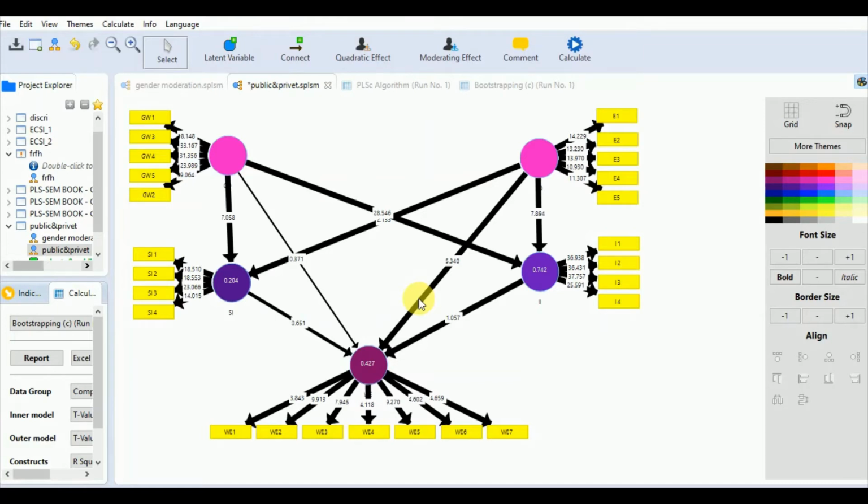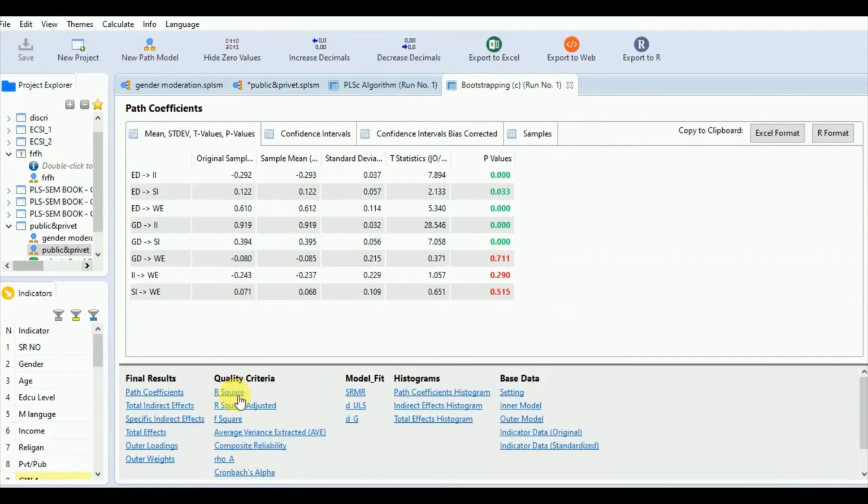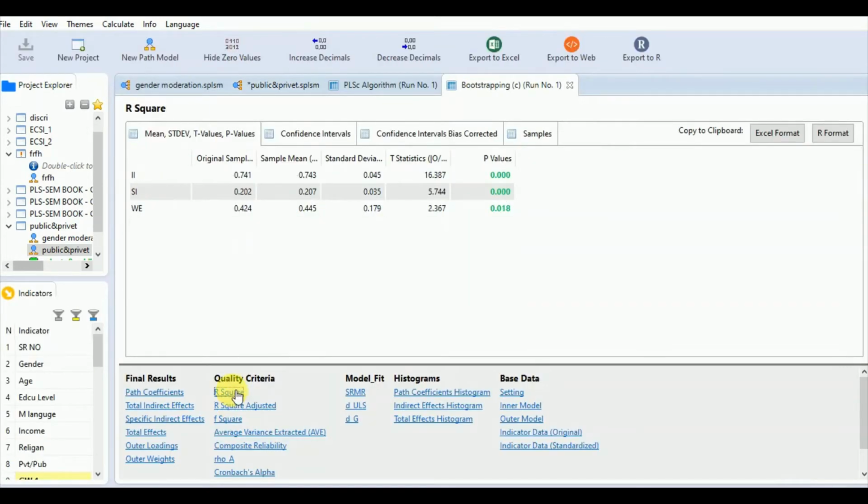R-square values can be too high, thereby indicating the model overfits the data. But here, as we have cross-sectional data, the value of 42.7 is quite satisfactory, and you can find in your adjusted R-square value that these values are significant as well.